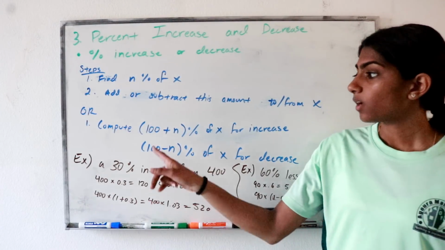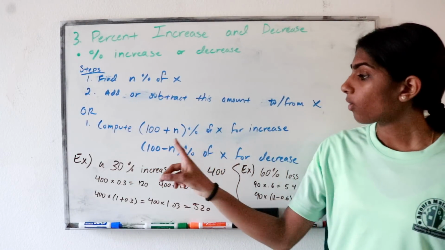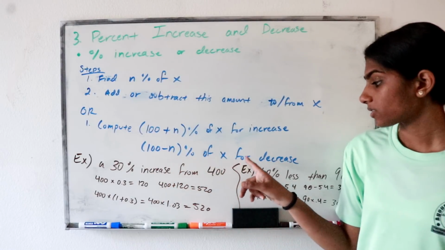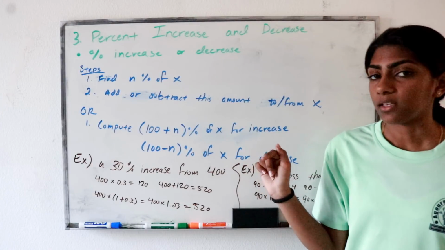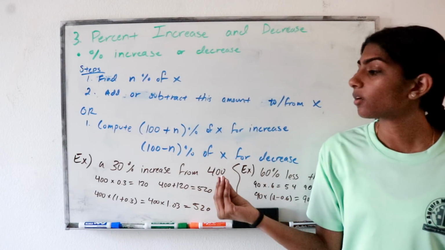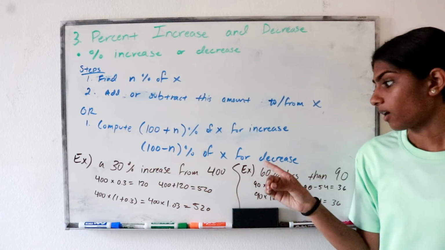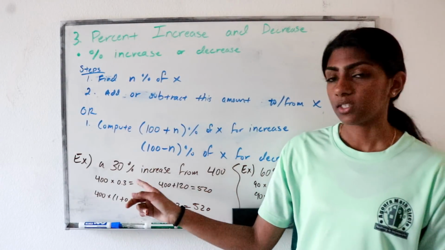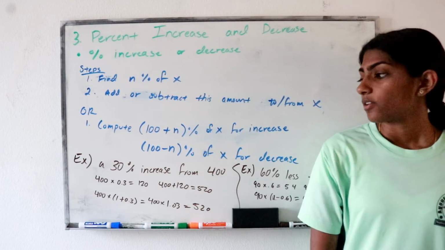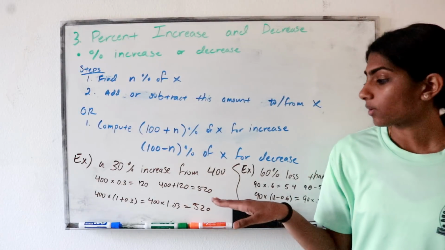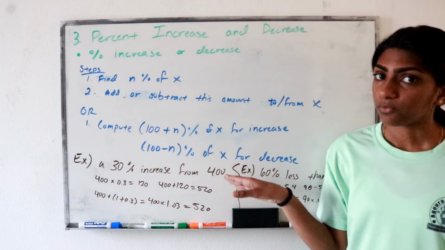Or you can compute 100 plus n% of x for an increase, or 100 minus n% of x for a decrease. So you can either do 100 plus n%, or you can just do 1 plus or 1 minus the decimal form of the percent, times x. So here's an example. We want to do a 30% increase from 400. A 30% increase means that you want to increase 400 by 30% of 400. That means the result has to be bigger than 400.